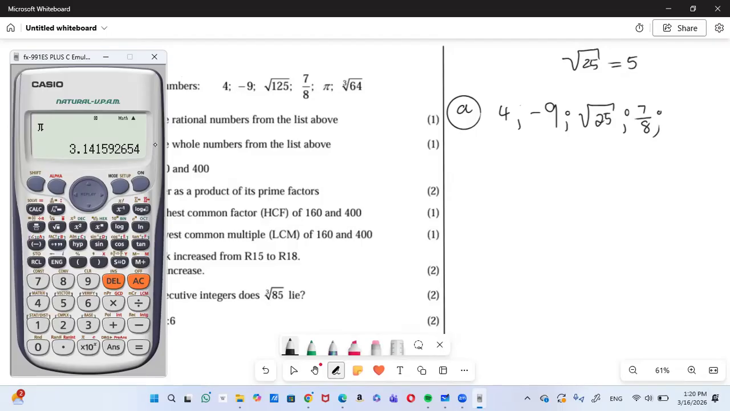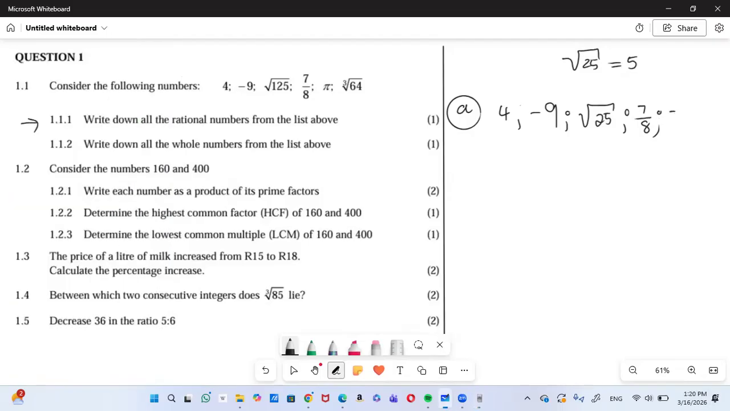Okay? And then we have the last number there, which is the cube root of 64. Let us check the cube root of 64, what it gives us. It gives us 4. Can you guys easily remember 4? Yes, we can. So meaning cube root of 64 is also a rational number. So this was the first one.